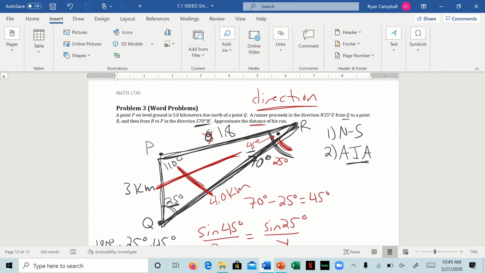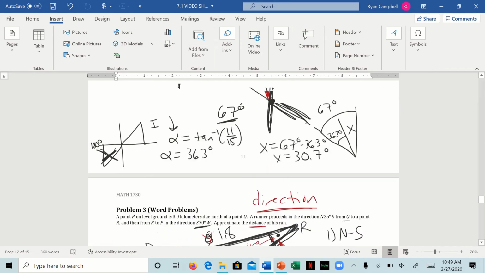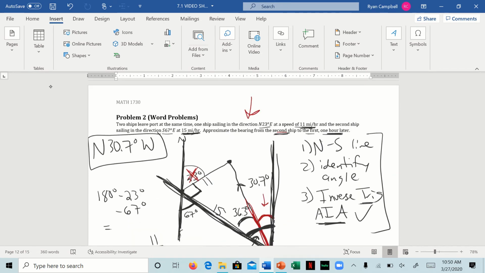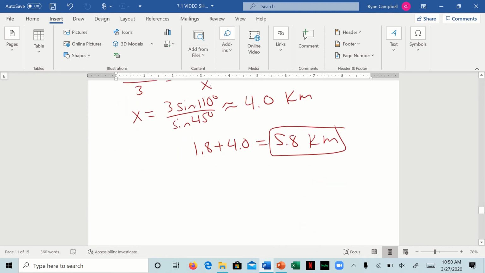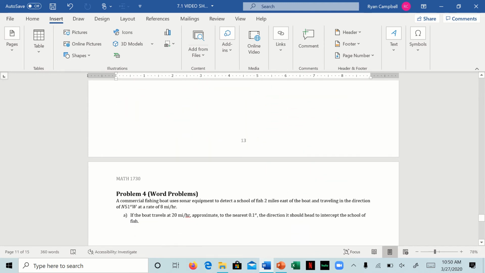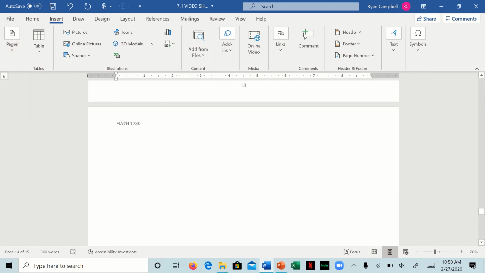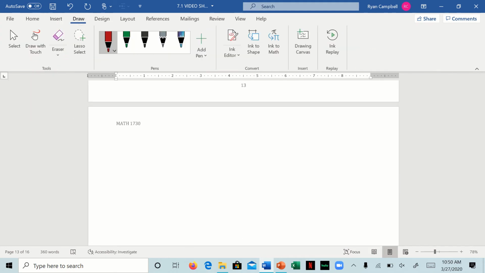So I'm actually going to add an extra problem because I think it's important that we understand this. This is probably the most confusing. So let's do another one like that. So I'm going to do problem 3.5.